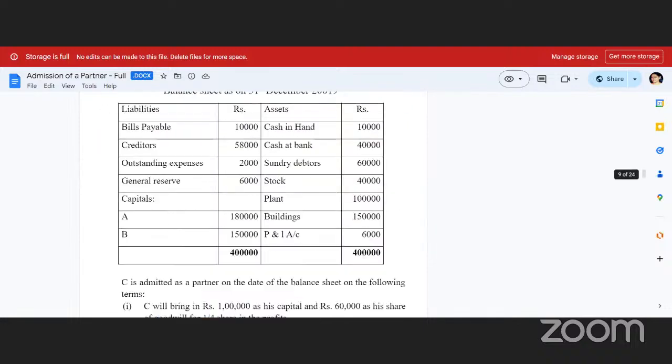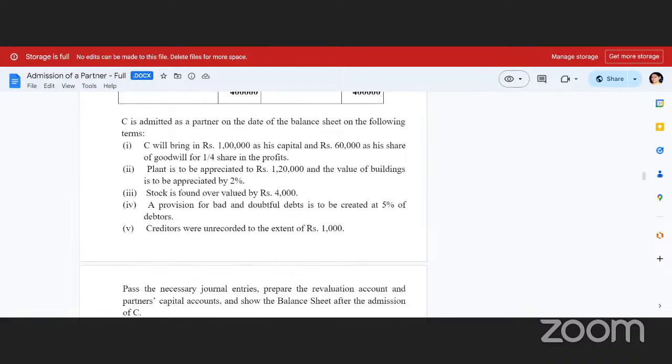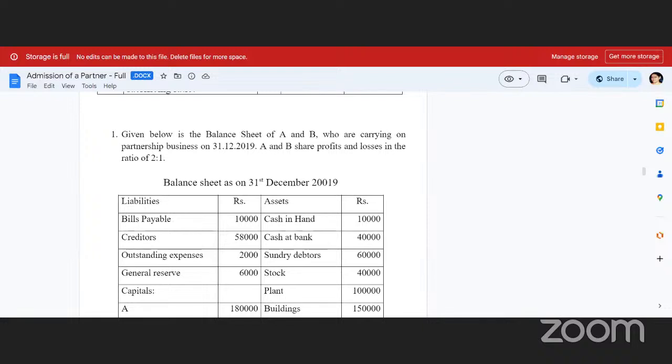Now coming to the calculation of the new profit sharing ratio. What is the A and B share ratio? 2 is to 1. And C is getting 1/4. When it is given in this simple way, let it be 2 is to 1 is to 1 only.